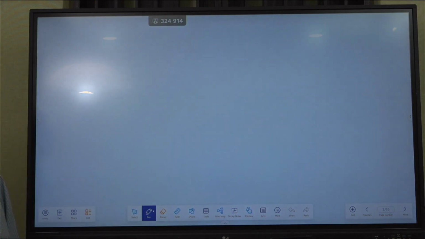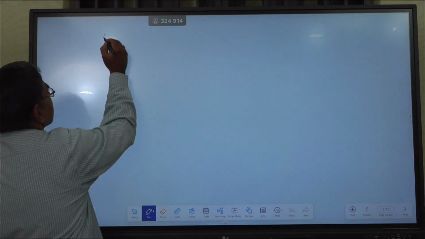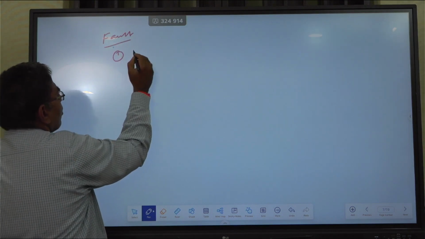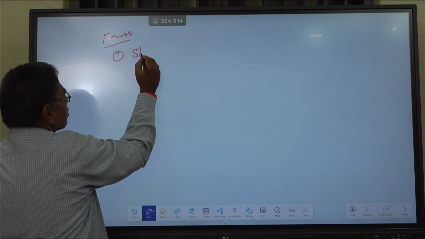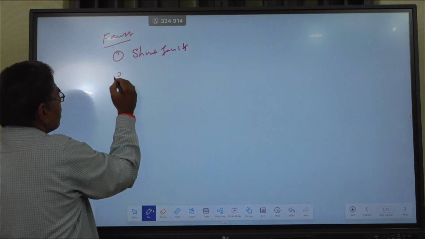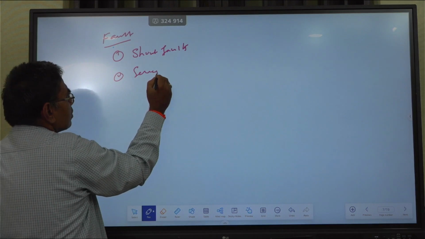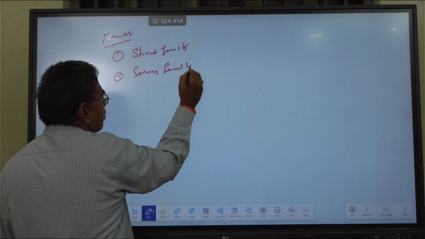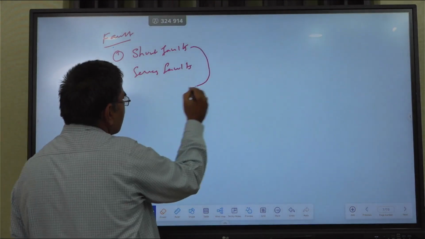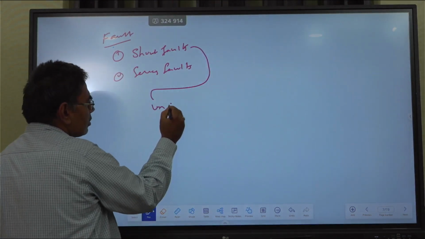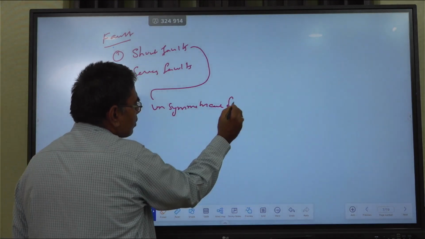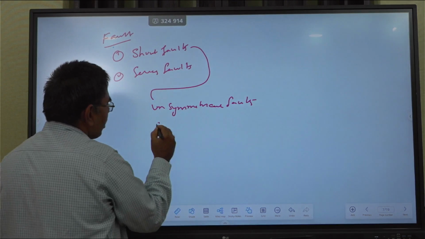Faults are classified into two types. One is shunt faults and the second is series faults. Shunt faults are again classified into two types. One is unsymmetrical fault, and the second is symmetrical fault.